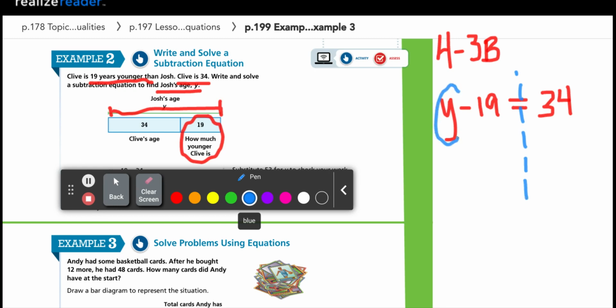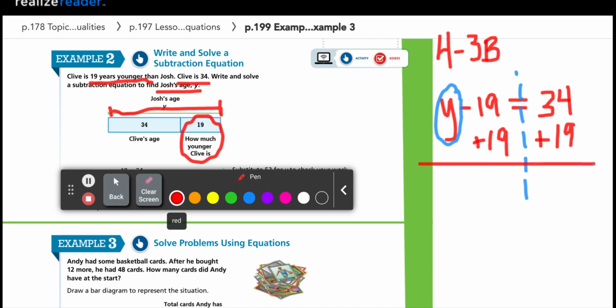Next, let's circle the variable because that tells us what we're going to be solving for. So my goal is to get Y alone. I'm looking to see what is attached to Y right now. What is on the same side of the equation as Y? Minus 19 is. So I'm going to do the inverse operation, or the opposite operation of subtraction, in order to get rid of that minus 19. So what's the opposite of minus 19? Plus 19. And whatever I do to one side, I have to do to the other side.